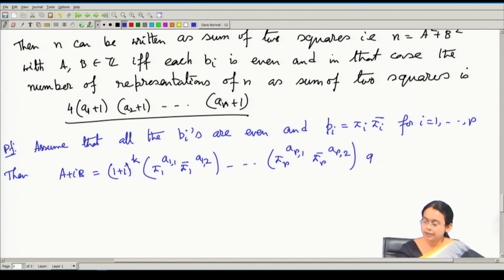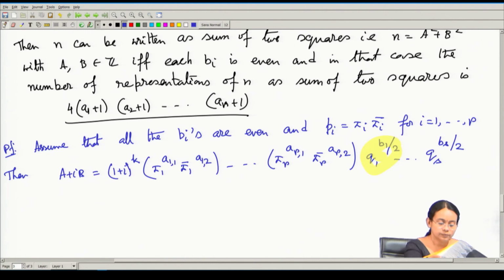And then the qi's are congruent to 3 mod 4, so I have to consider the powers to be b1 by 2, up to bs by 2, because when I take the norm of this element, it will be nothing but q1 to the power b1, and so on. So if I choose my a plus ib to be this element, then its norm is nothing but the integer n. Here I have some conditions that these a_i1 and a_i2 will satisfy.